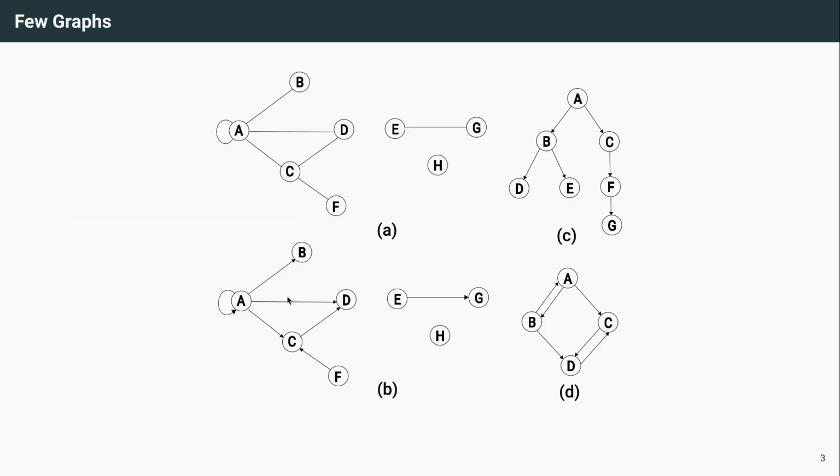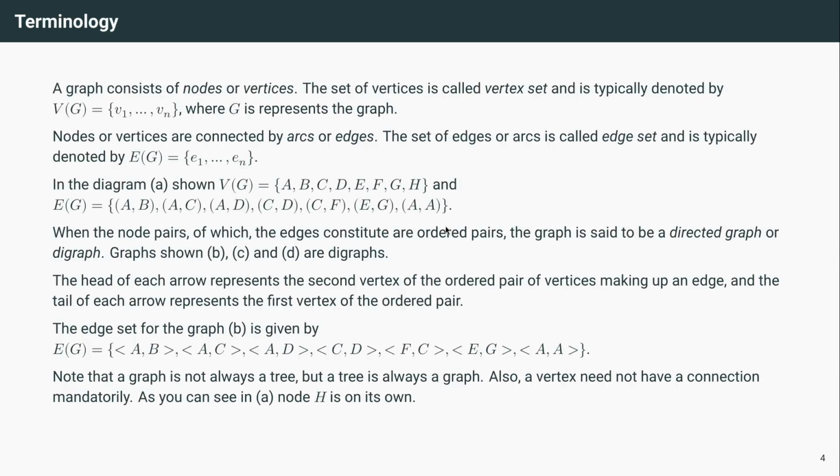So these are some graphs. Now the first graph contains A, B, C, D, E, F, G, H. So these two disjoint graphs are together actually. Similarly, if you see graph B, the graph is the same. The only difference is that there are arrows in this. Graph C is there. It is of the form of a tree. And graph D is basically where we have parallel lines. So we'll come to know about the jargon of this.